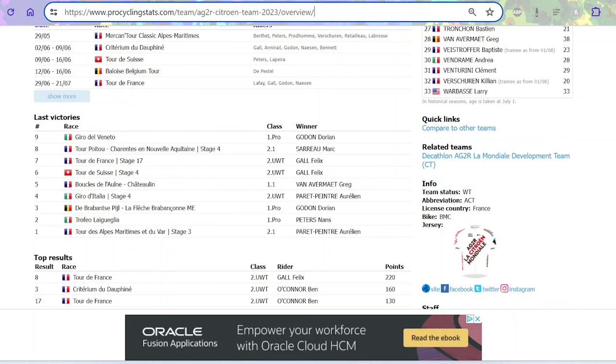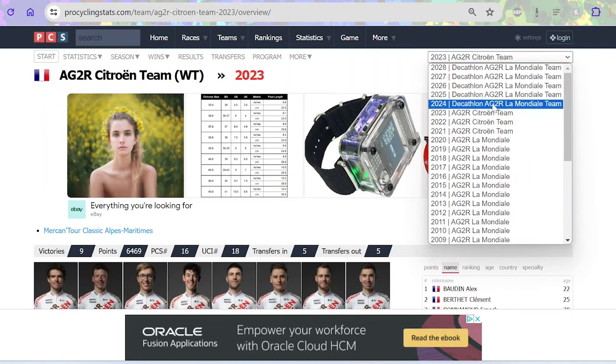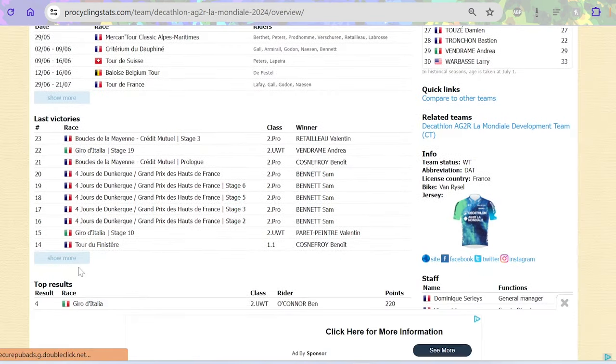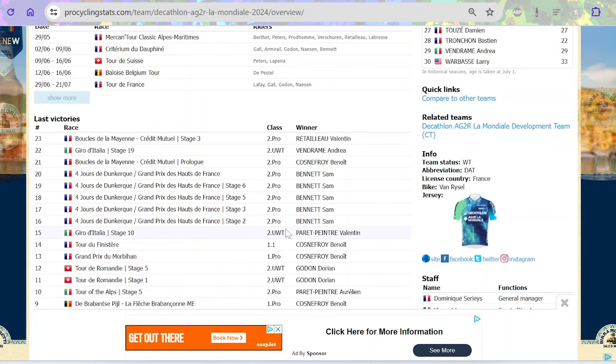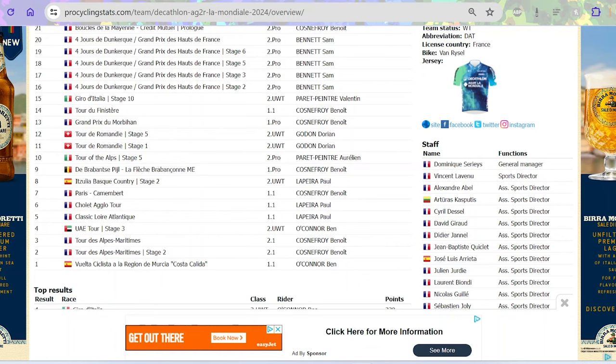The turnaround of AG2R last year is absolutely wild. Last year, they won 9 races, 3 at World Tour. This year, they've already won 23 races and a lot more at World Tour. So yeah, they've really improved.